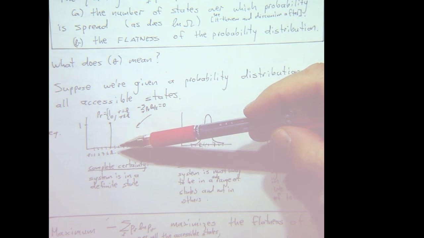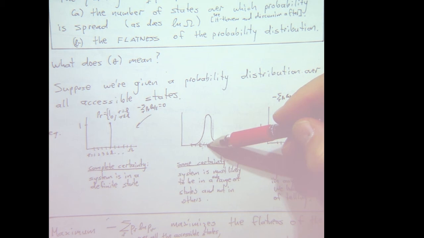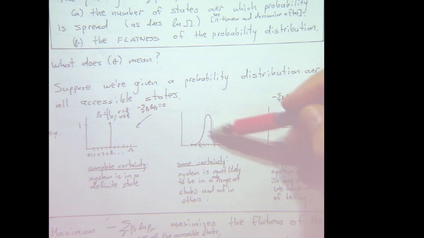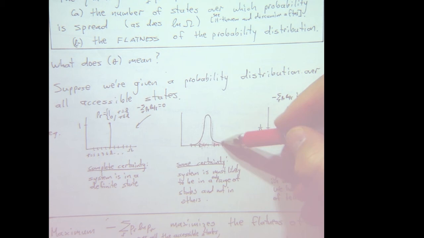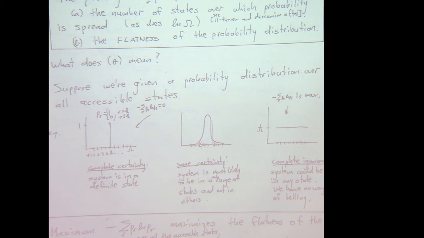What if it's slightly spread? It's kind of like peaked on one state, but there's a little bit of probability on either side, and it gets exponentially smaller here. So we've got some certainty here, but not complete certainty. This is complete certainty. This is some certainty. It means that the system is most likely to be in this range of states, but not in others. If we just pick our state at random, we know that it's going to be in this range, but we don't know exactly where. It's certainly not going to be there or there, but it's going to be somewhere in this smaller range. There is less certainty because the probability distribution is more spread out than that delta function.